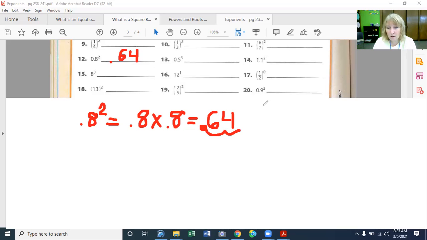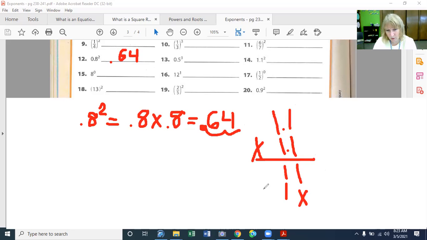Number 14, 1.1 times itself. Again, I'm going to write it vertically right away because I have to do it vertically. I know the answer, but I want you to see it. 1 times 1 is 1. 1 times 1 is 1. Put in an X because we have to start under the second one. 1 times 1 is 1. 1 times 1 is 1.